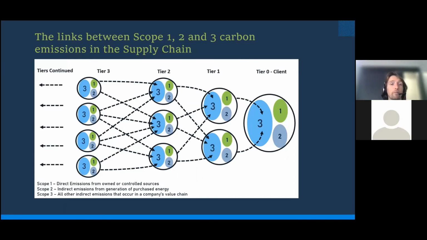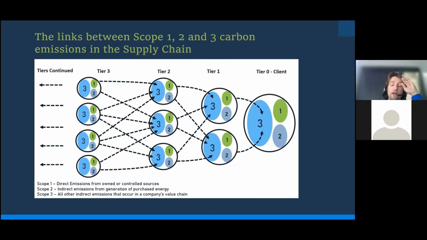If we think about carbon emissions in your supply chain, what we can see in this graph is how your suppliers' scope 1, 2, and 3, their entire carbon emissions, go into your scope 3, and so on and so forth. So one organization's entire footprint is their client's scope 3, and so on.